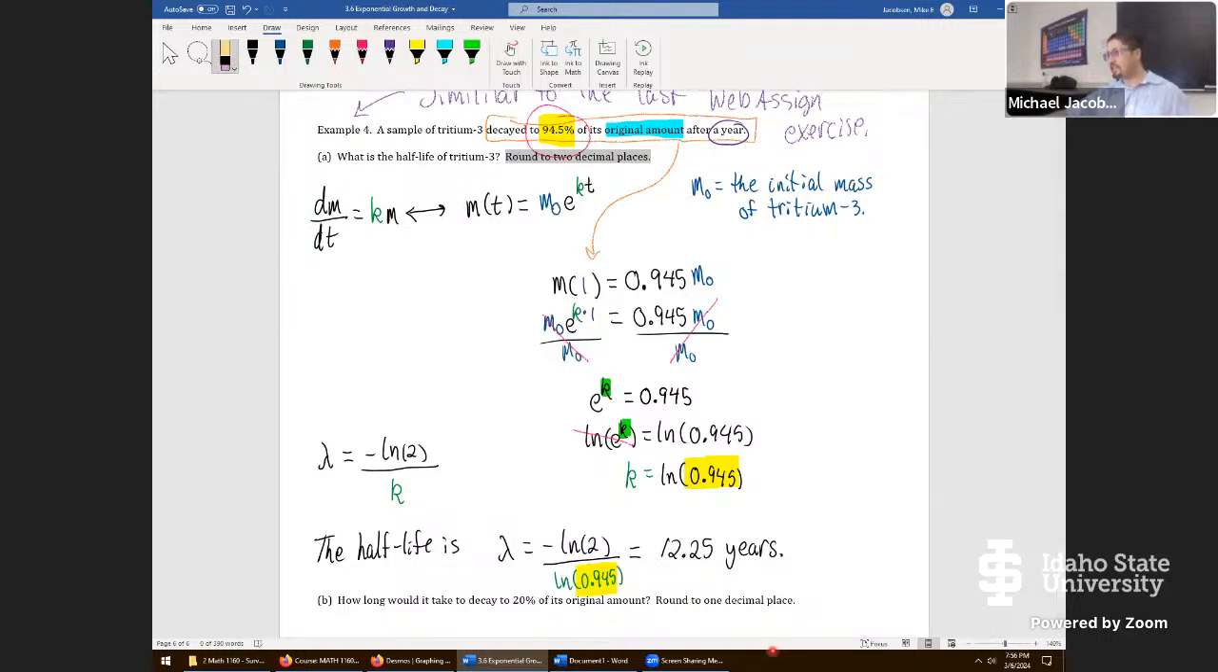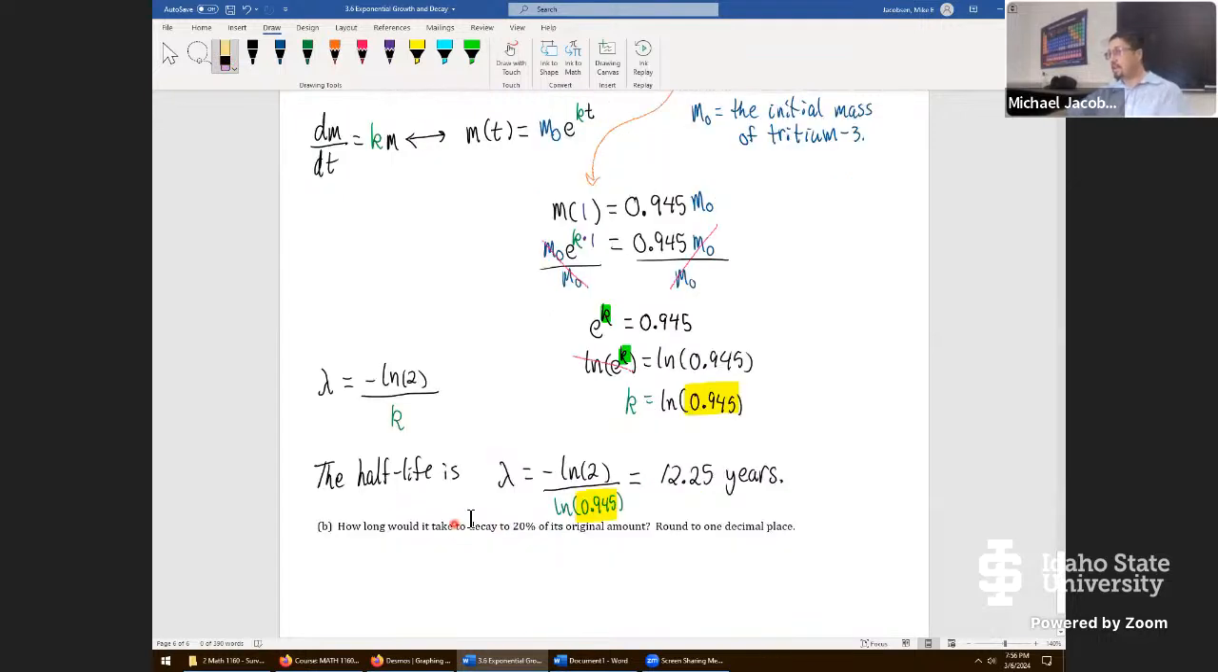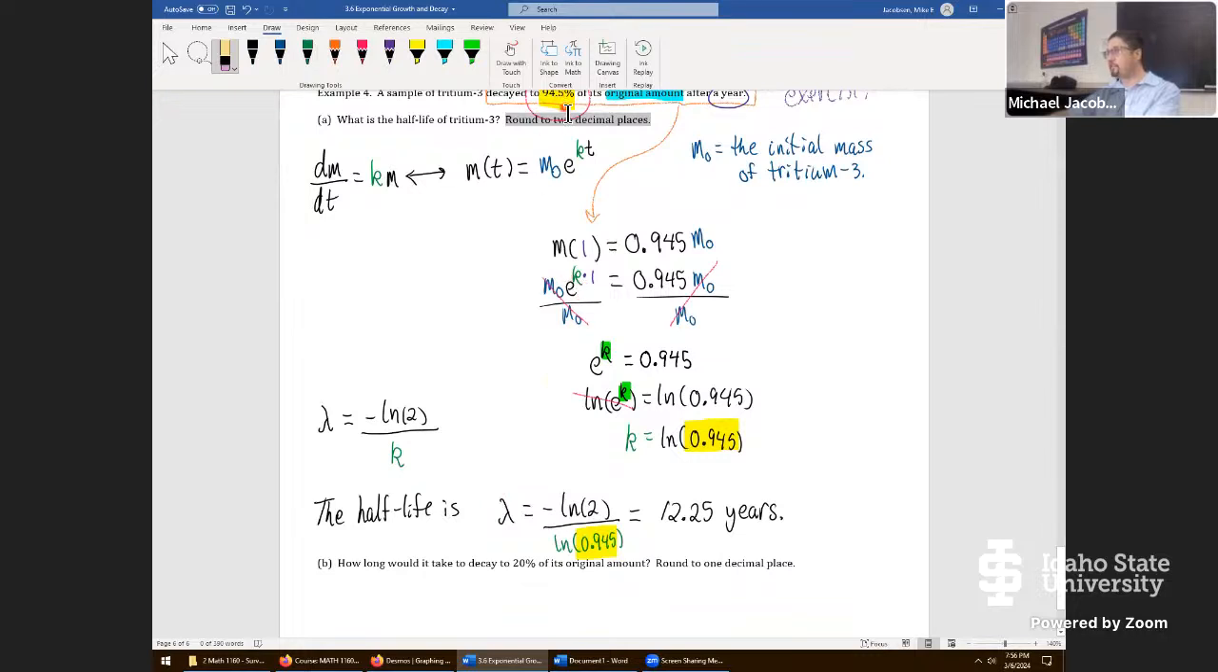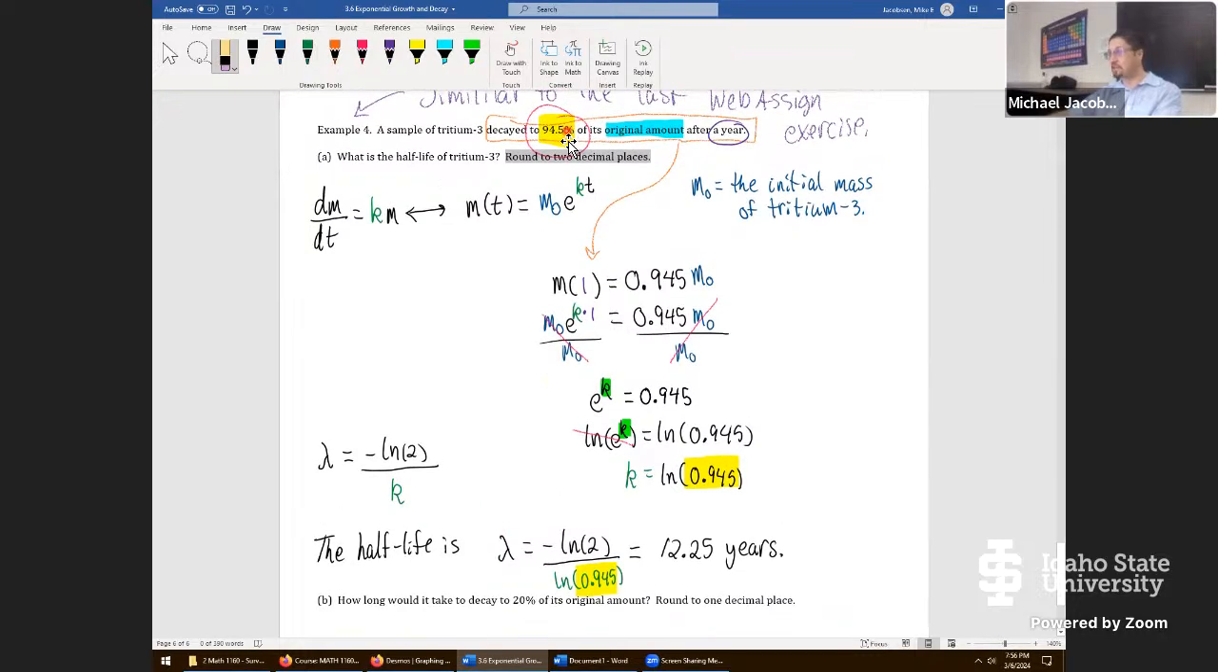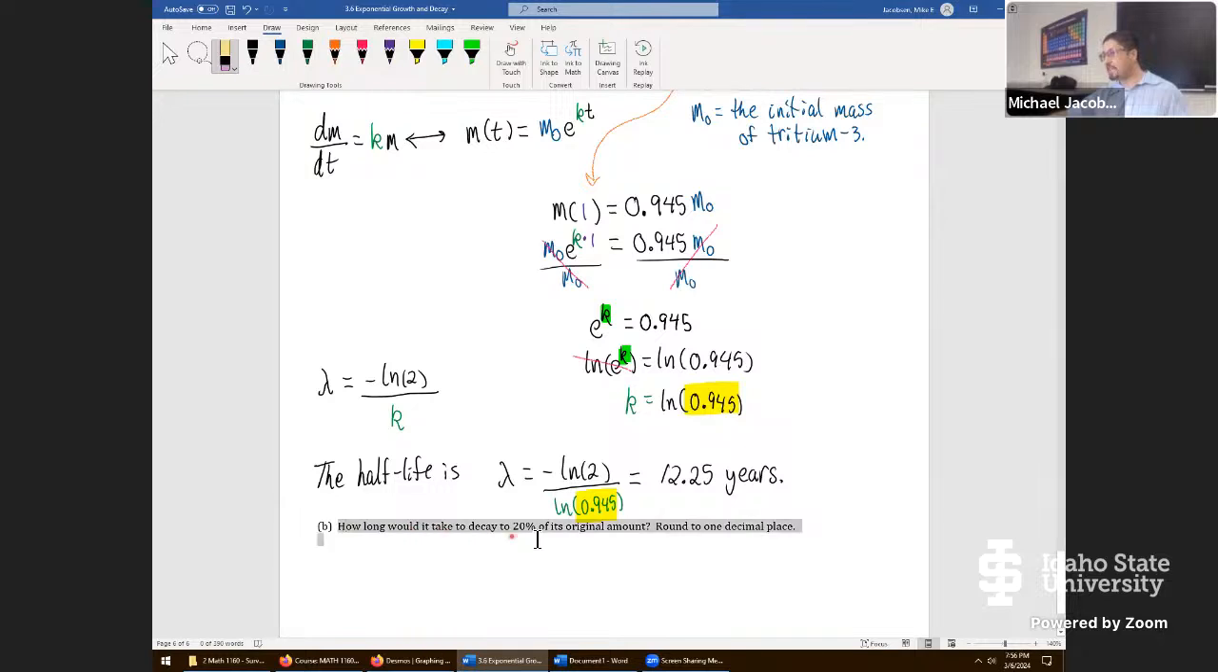But now that we've done all that, here's the follow-up question. If it took 1 year to decay to 94.5% of its original amount, we want to know how long will it take to decay to 20% of its original amount, meaning 80% of it has disintegrated. Let's make that our next step.